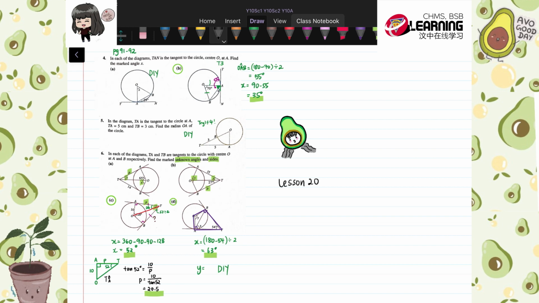So for lesson 20, you do try it 4 and 5, and exercise 3.1, number 4, number 5, and number 6.